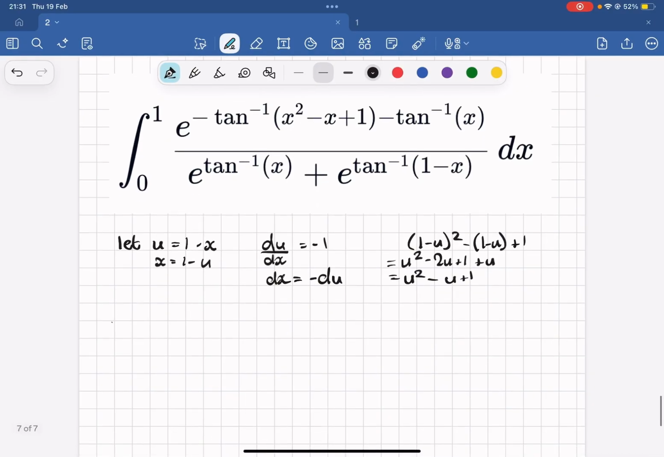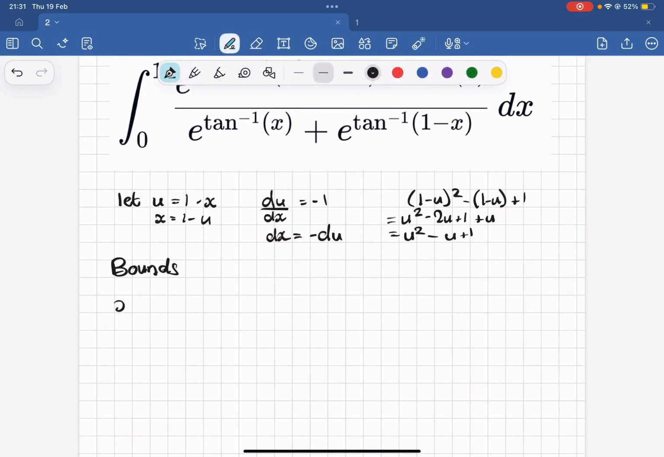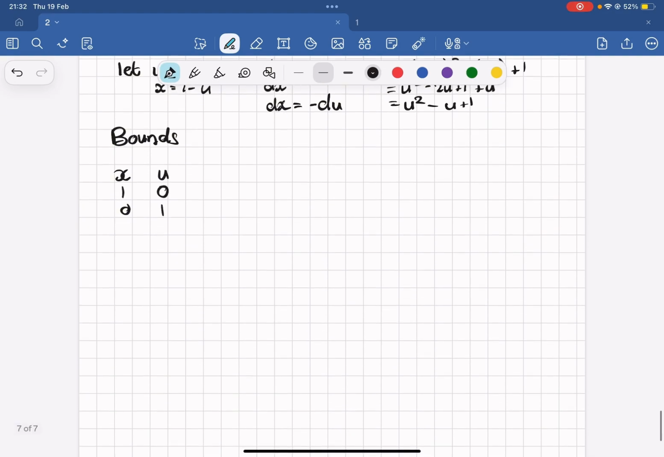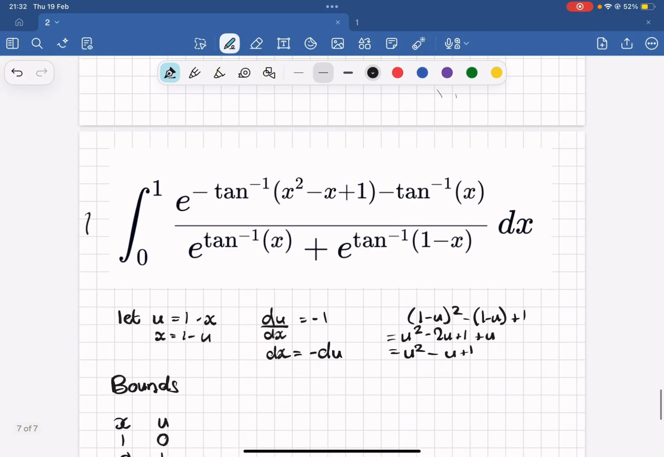Let's go. Oh yeah, and before we substitute everything else, we need to shift our bounds. So where we had 1 and 0, where x was 1, u will be 0. Where x is 0, u will be 1. So again, that's nice.